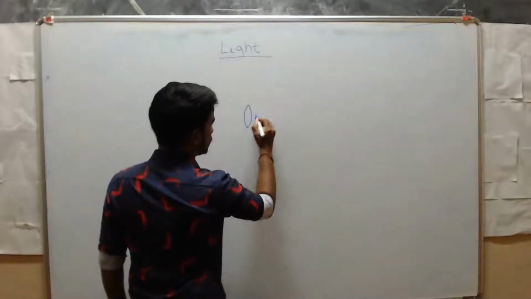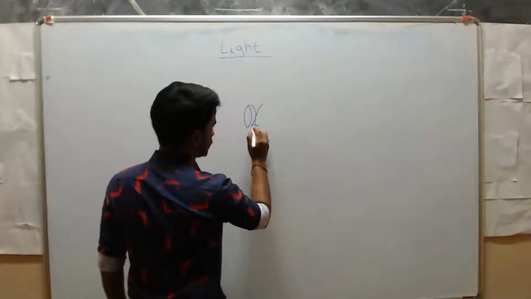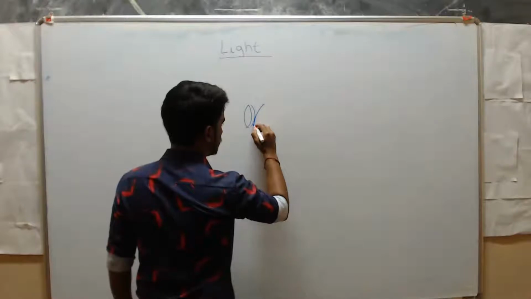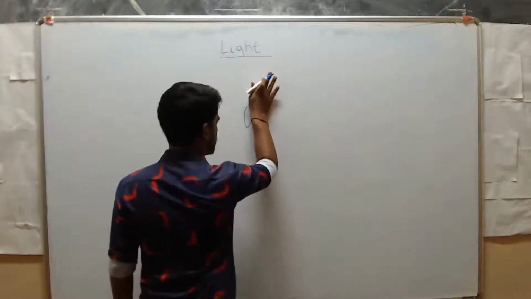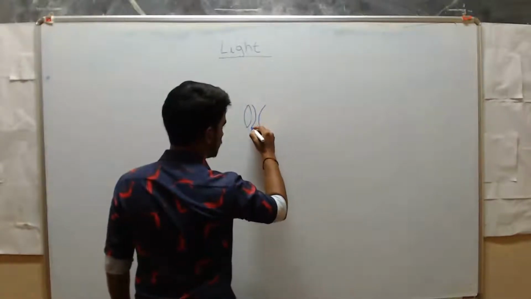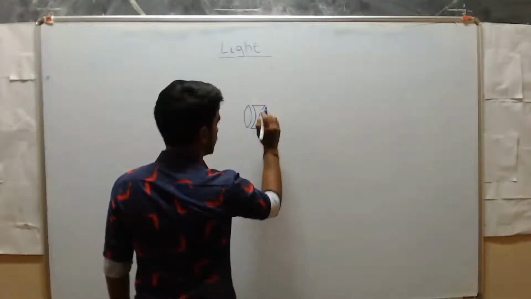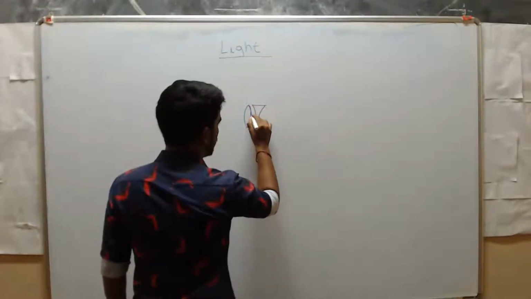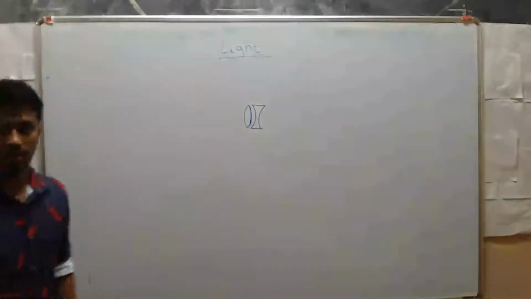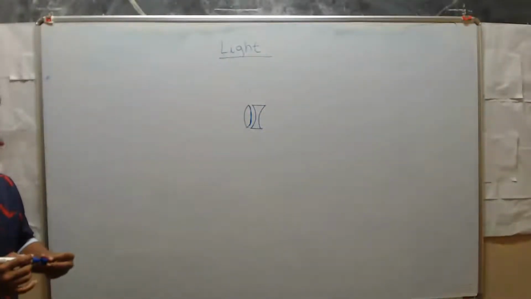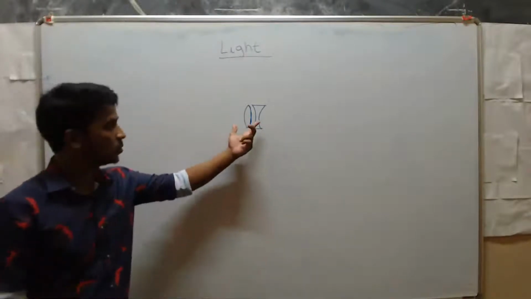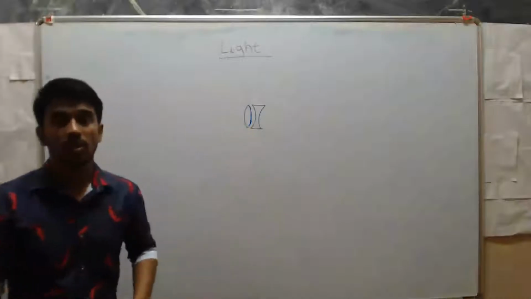For example, sometimes I use two lenses like this. See here, I'm using two lenses. One is convex and another one is concave. Sometimes we have to use two lenses. So how do we calculate the power? Here I am using a combination of two lenses, so we use power of combinations.